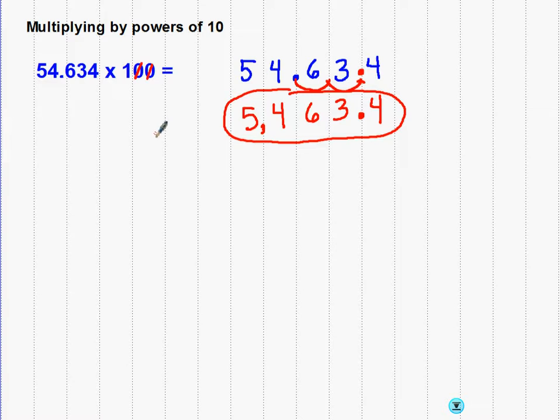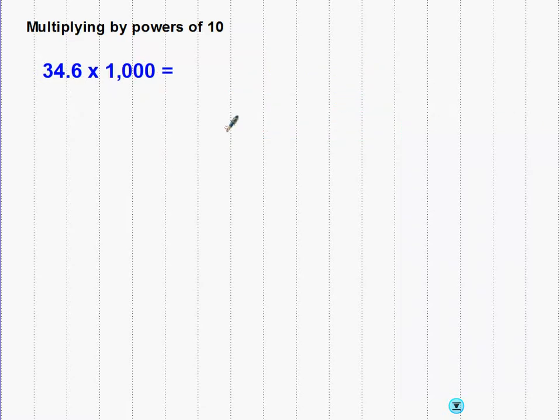So to multiply times the power of 10, all you have to do is move the decimal to the right, the same number of places as you have zeros in that power of 10 number. All right, let's do another one. We're multiplying 34 and 6 tenths times 1,000. 1,000 would be my power of 10 number.